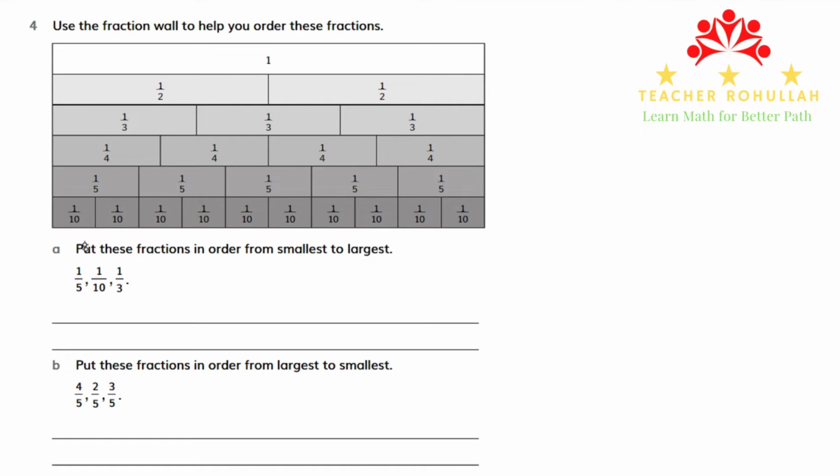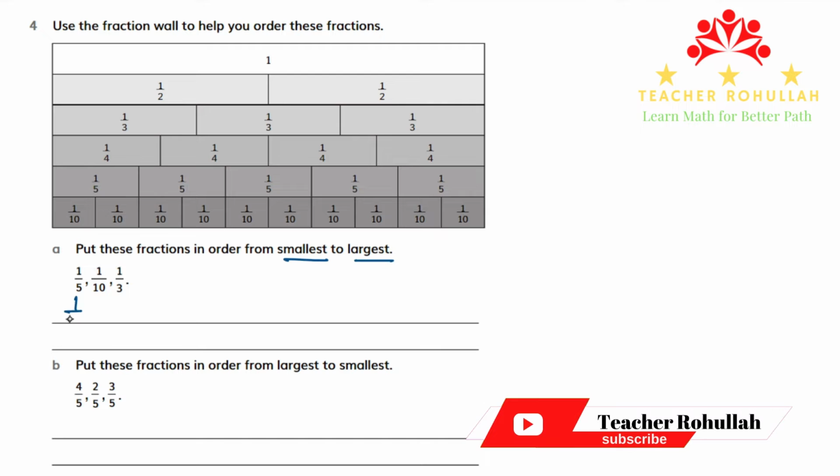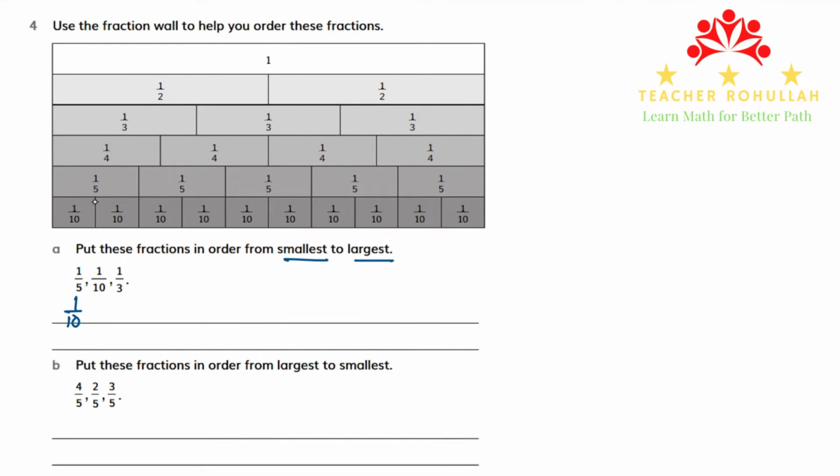So in this case, part A says, put these fractions in order from smallest to largest. From smallest to largest, if we just look at the fraction wall, we can say that 1/10 is the smallest. Why? Because 1/10 in this case is showing the smallest portion or the smallest part of the fraction wall.